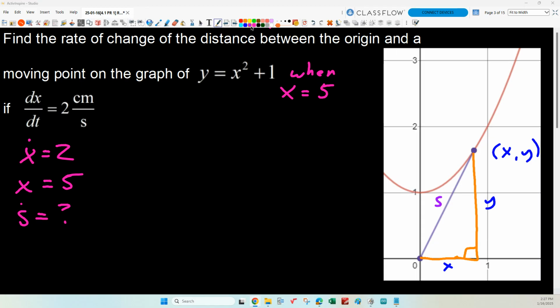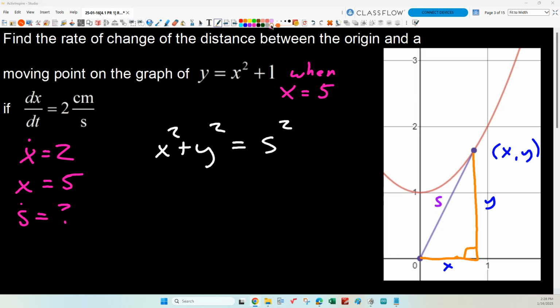Yeah, right? X squared plus y squared equals s squared is our parent equation. Everybody see that? Okay. So the parent equation is the static equation. If we ignore all the dots up here, we want to be able to relate all those variables.